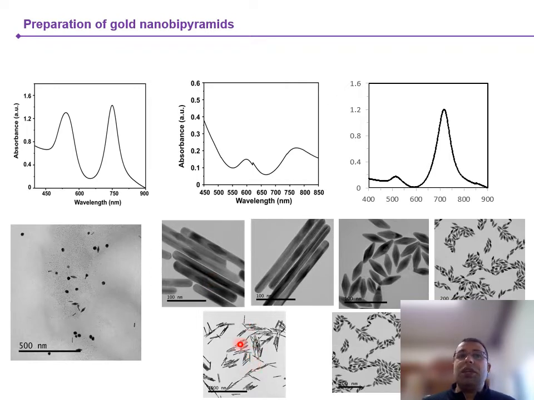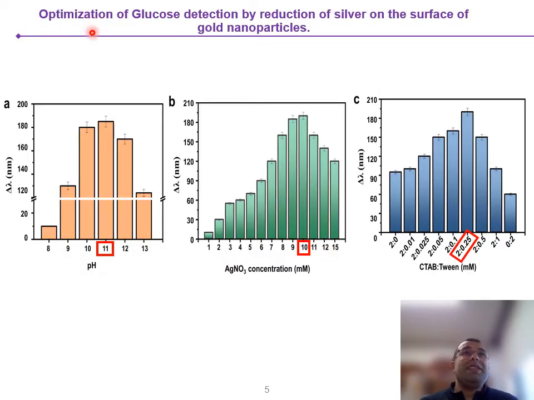Second step, we collect these shapes and then etch the silver around the gold nanobipyramid to get gold nanobipyramid only. This is done by using H2O2 in basic medium. And this is the characteristic UV for gold nanobipyramid. It has an absorption band around 740. And then we optimize glucose detection by reduction of silver on the surface of the gold bipyramid.